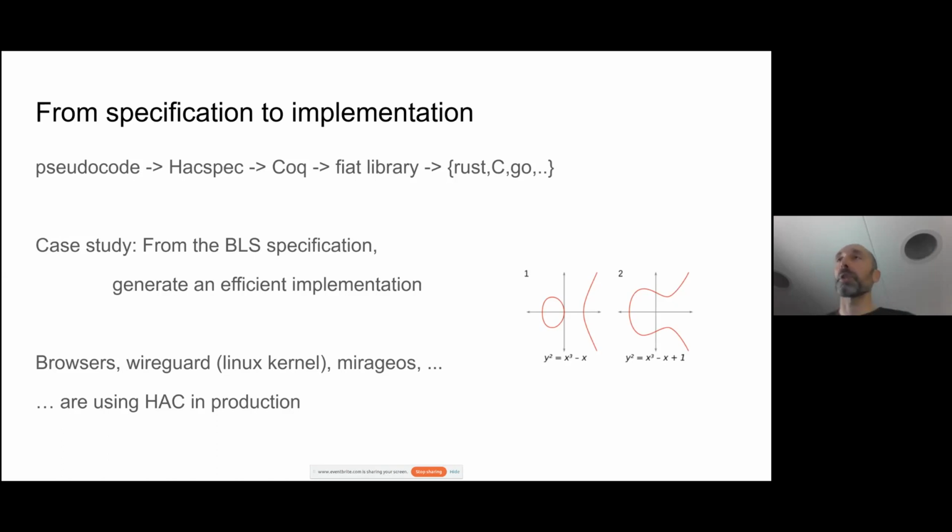The Firefox browser uses the HACL* library, which is a library written in F*, provided by the Everest project. The WireGuard VPN, which is used in the Linux kernel, uses both these libraries, so both fiat crypto and the HACL* library. Our code that was written by Benjamin is running in the MirageOS operating system. So this is an operating system written in OCaml. So all of these things are actually running in production. So this is not a toy. This is things that we're actually using in our daily lives.